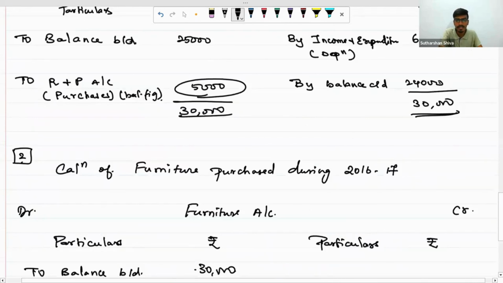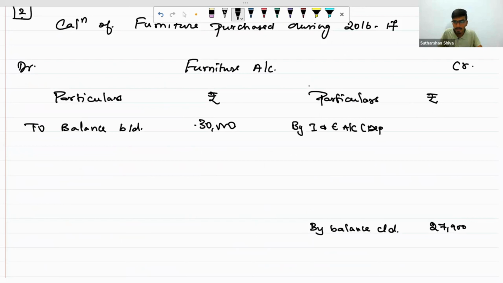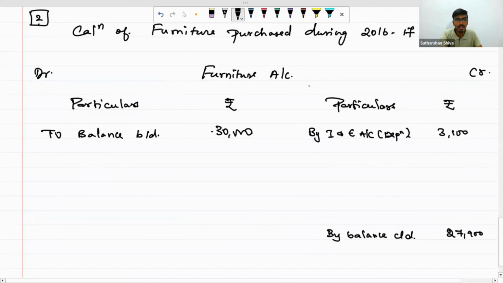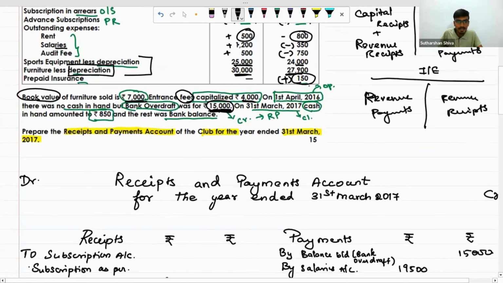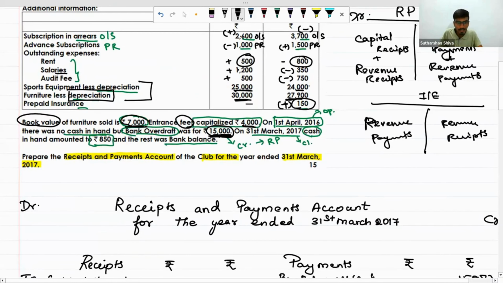Okay, this is a hidden adjustment which we need to do. I will write "By income and expenditure account". In brackets, write depreciation. The value we have written is 3,100. And we have omitted one more thing. They have given in the adjustments that the book value of the furniture was 7,000.